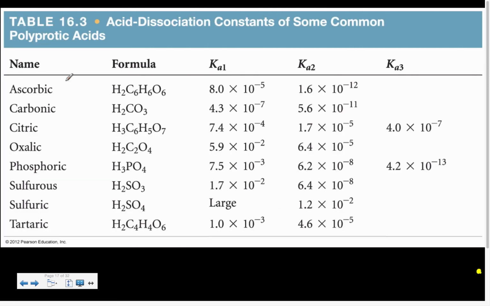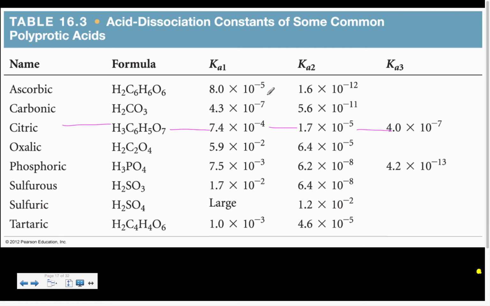Now, if we take a look at their relative Ka values for citric acid, we see that as with all of these, the successive Kas decrease, because at that point we're trying to remove a proton from a negatively charged species, which is a harder thing to do in terms of energetics.